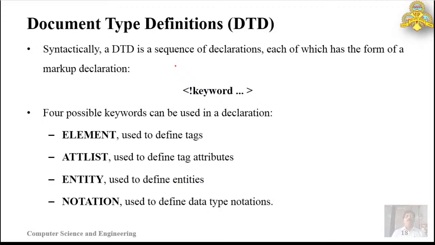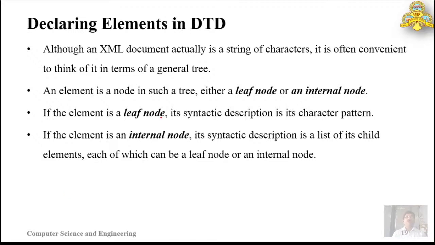Now I'll go on to how elements are declared in a DTD file. In general the format is: angle bracket, exclamation mark, then the keyword, then other related information. The four possible keywords here are ELEMENT, ATTLIST, that is attribute list, ENTITY, and NOTATION. Let's go through one example.